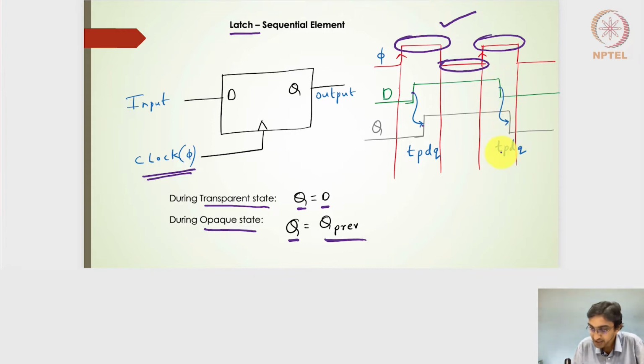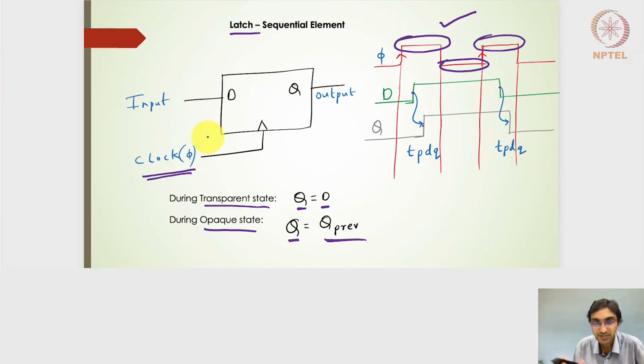And then this particular delay is defined as propagation delay D to Q, right? And it is falling, so there should be an F F labeling here. So t_PDQ is nothing but the propagation delay from D to Q. Right, so this is how the timing diagram defines the latch.